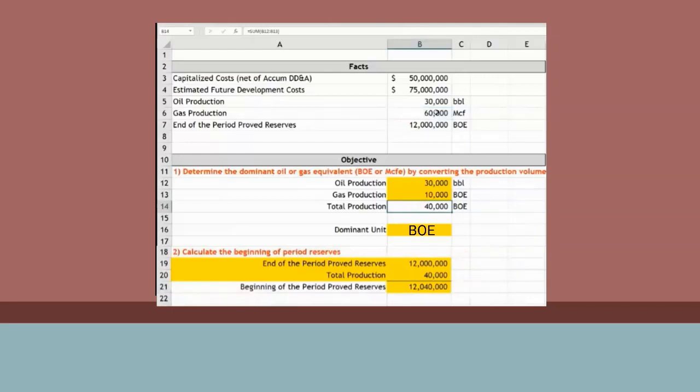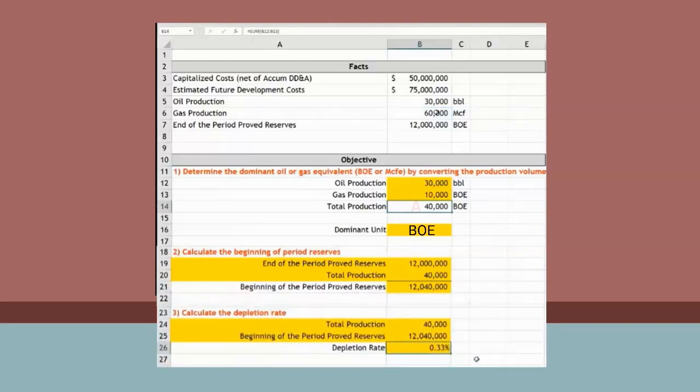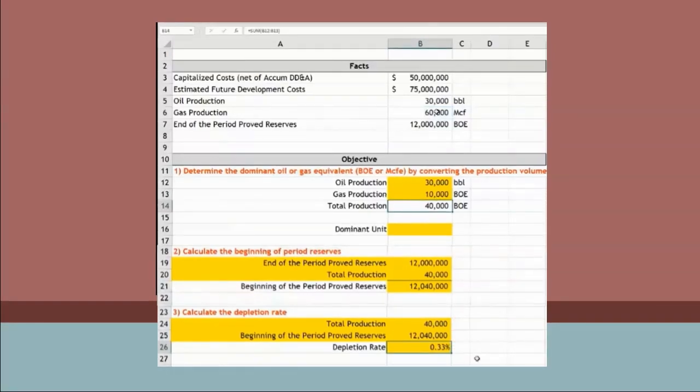Okay, second step. Now we're going to actually calculate the depletion rate. So what do we need for this? We need, again, total production. Then we need the beginning of period reserves. So what did we produce for the period? All the way up, 40. How many did they estimate that they would have at the beginning? Then how much did they deplete in the current year? They produced 40,000 of 12.04 million. So that means they depleted 0.33% in the current year, or the period.